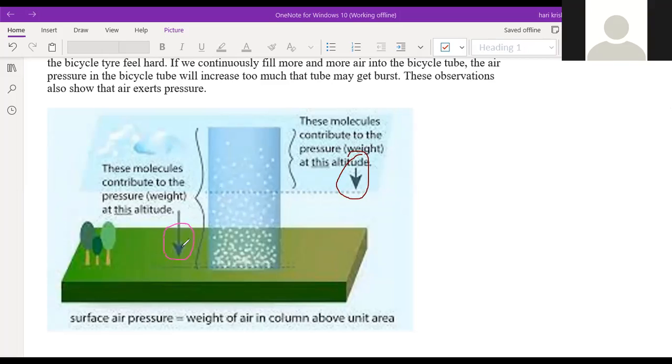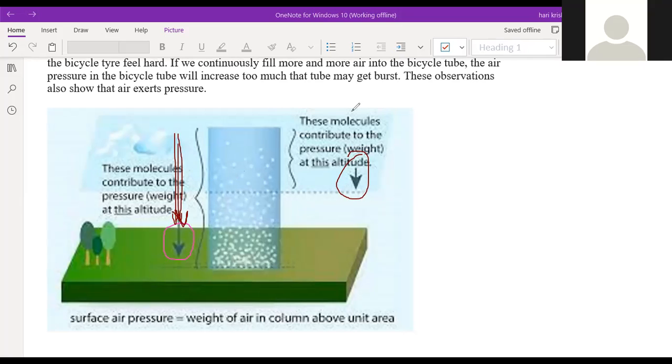Whichever the person is standing on the surface of the earth, there will be more air column above him. If there is more air column, the weight of the air column is also more. So obviously the atmospheric pressure is more when the person is standing on the surface of the earth. This is the length of the air column. If the length of the air column increases, the weight of the air column will increase.